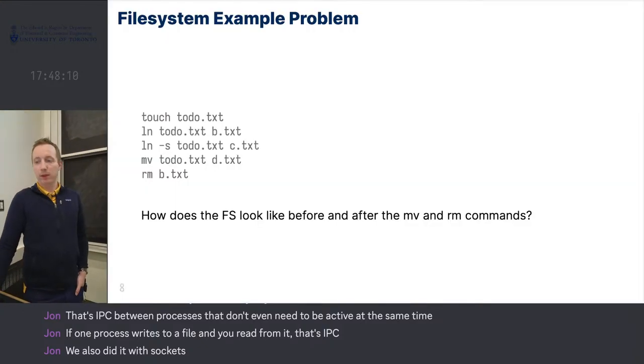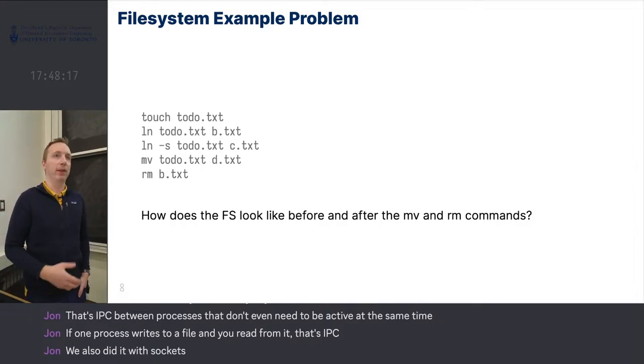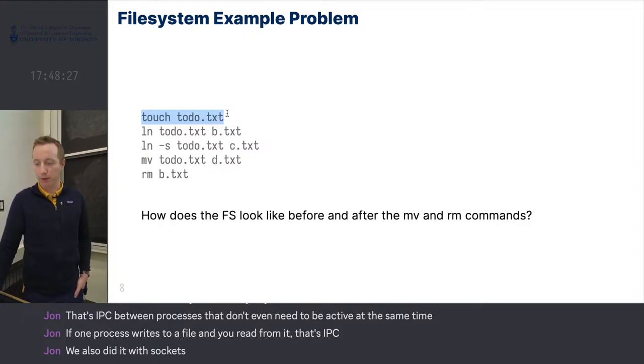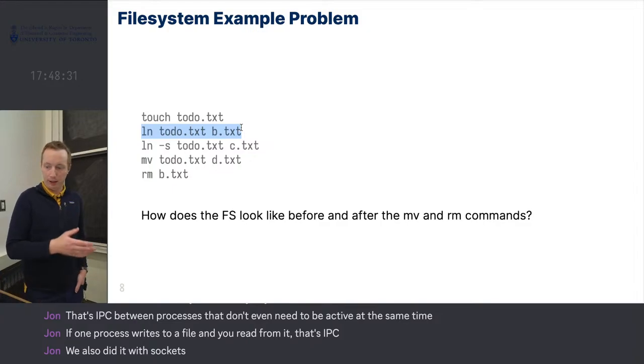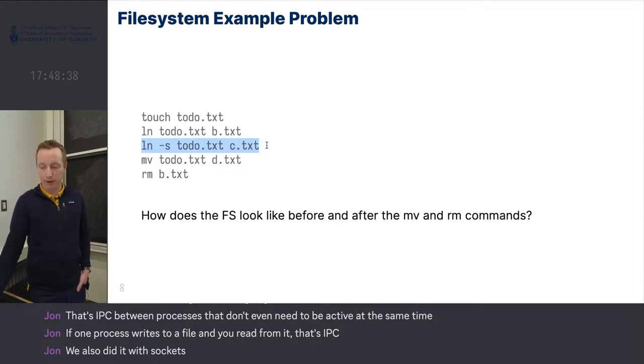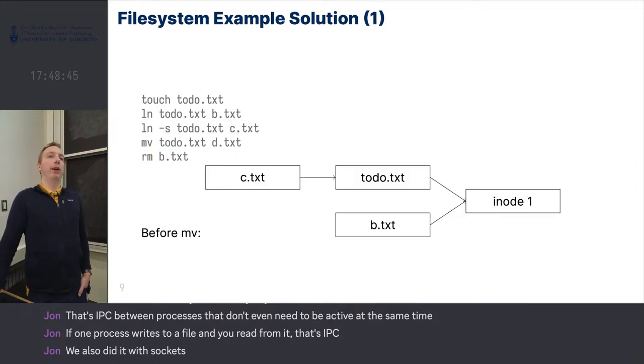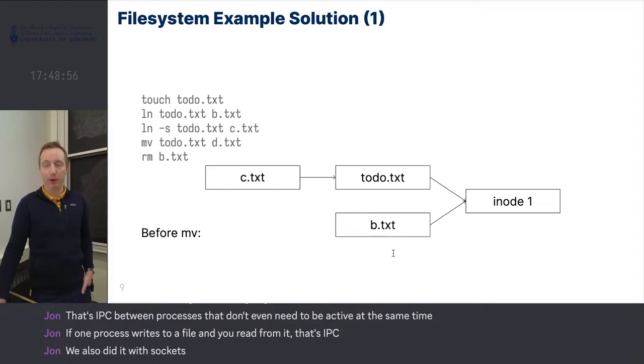All right. So real quick, for this example, if you give touch a new file name and that file doesn't exist, it will create an empty file for you with that name. So if I do touch, that will create a new inode and the contents of the inode is nothing. It will just be an empty file. If I do ln, that should make a new name b.txt point to the same inode as todo.txt. And then if I create a soft link called c.txt, that should point to the name todo.txt. So before the move command, my file system should look like this. C is a soft link, so it points to todo.txt, and todo.txt and b.txt are both hard links pointing to inode 1. Any questions about how we got to that point?